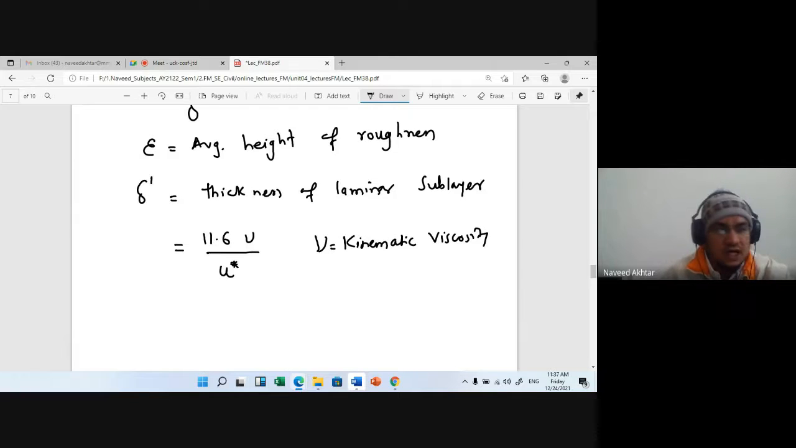Viscosity. And u star is nothing but the shear velocity, and shear velocity is nothing but under root of tau 0 upon rho.